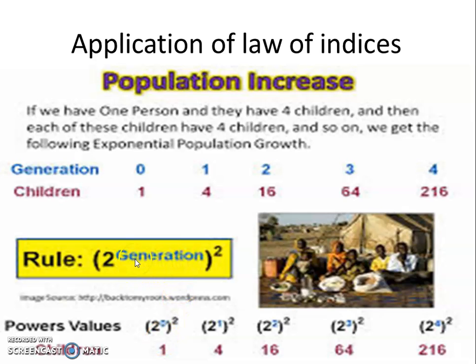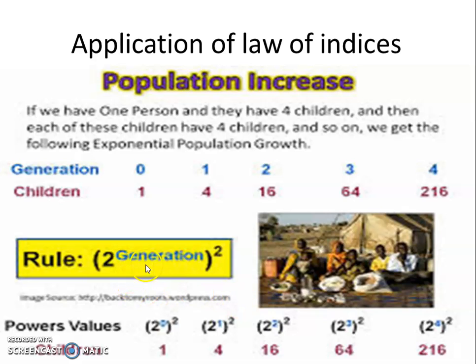Next I put generation is 1. So what I derive: 2 raised to 1, bracket raised to 2. It is obviously 4. Next one, I put 2: 2 raised to 2, bracket raised to 2. Obviously 2 raised to 2 is 4, and 4 raised to 2 is 16.